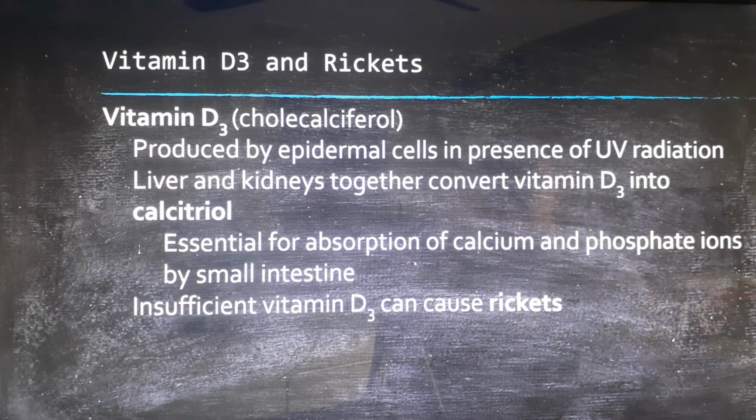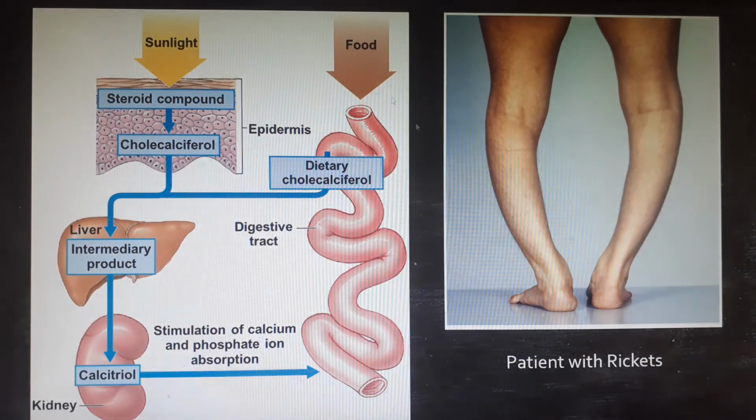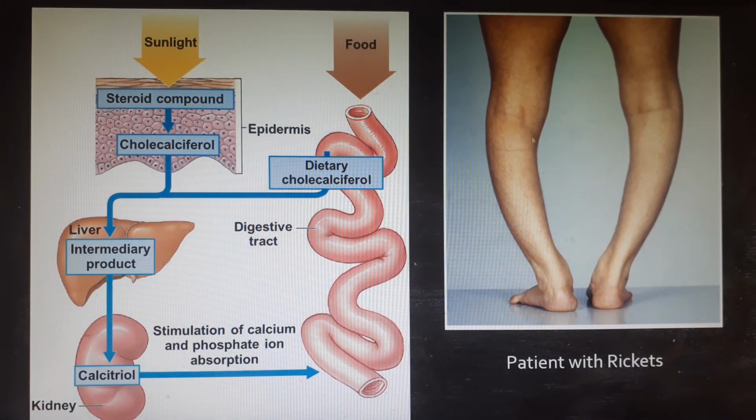You may get a condition called rickets. And over here is a patient with rickets. It's a bow-legging syndrome because you take the sunlight and you make cholecalciferol, which goes to the liver and the kidneys, which tell your intestines, hey, take in this calcium and put it in our bones.